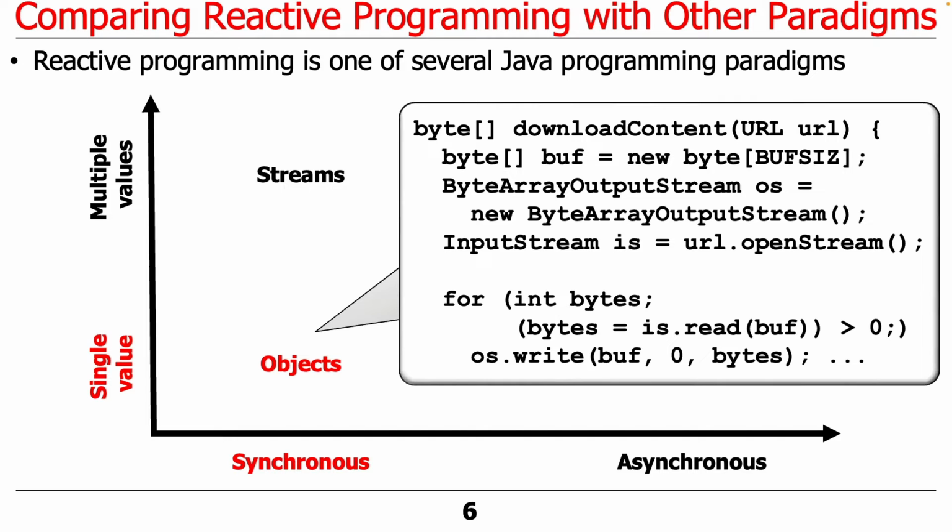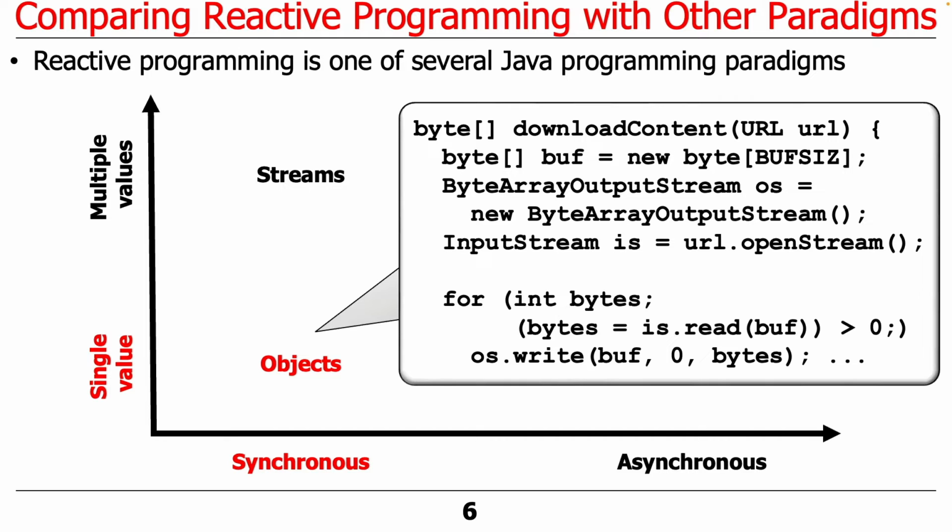And here's a very good example of this. This is an example where we're going to download some content at a given URL and return a byte array. And as you can see, this would be something that would be a method in an object. You could call that on some file utils class, or file utils object. And it would download the content. And this is all synchronous programming.